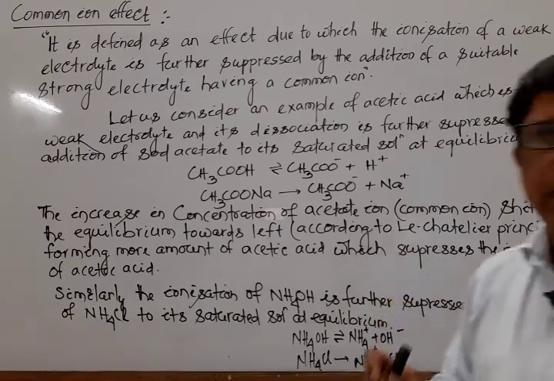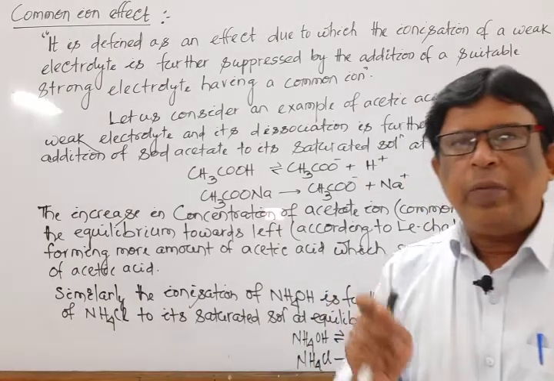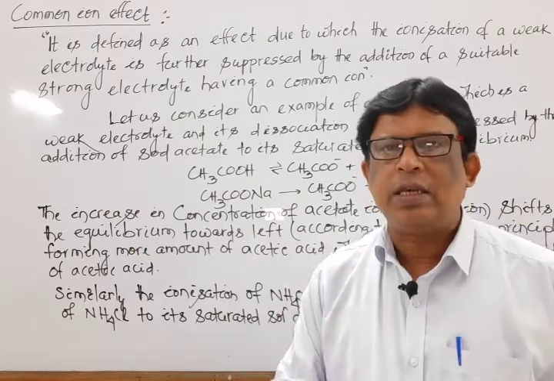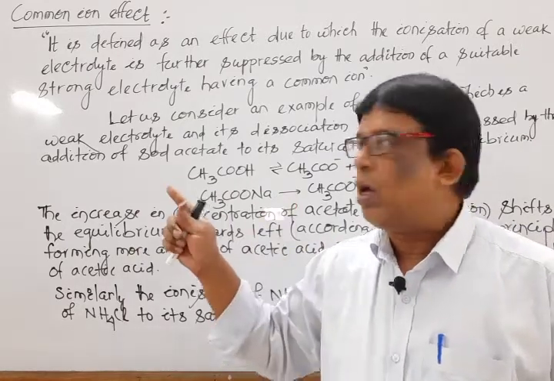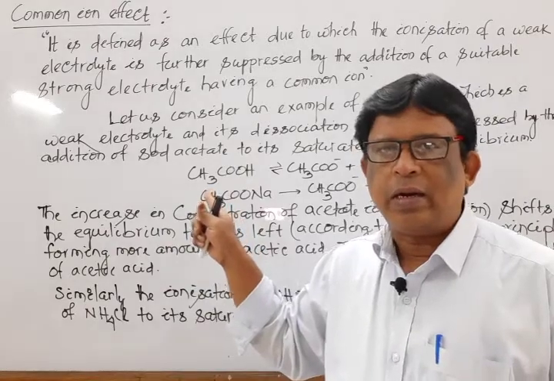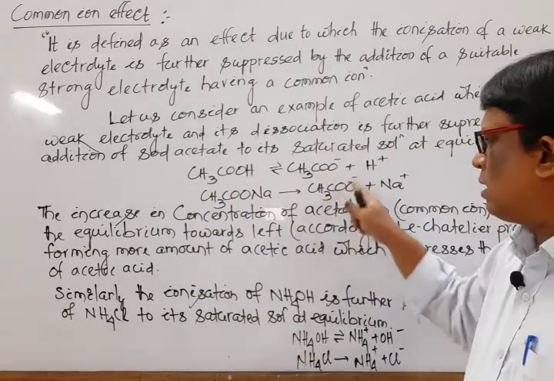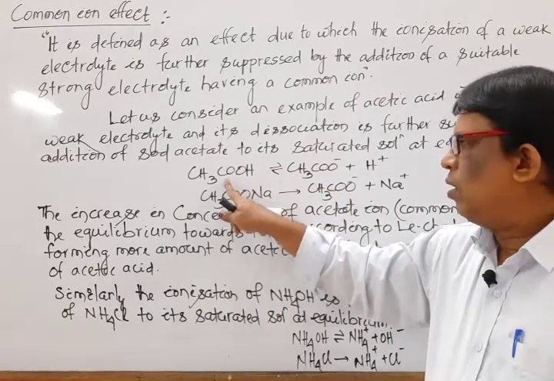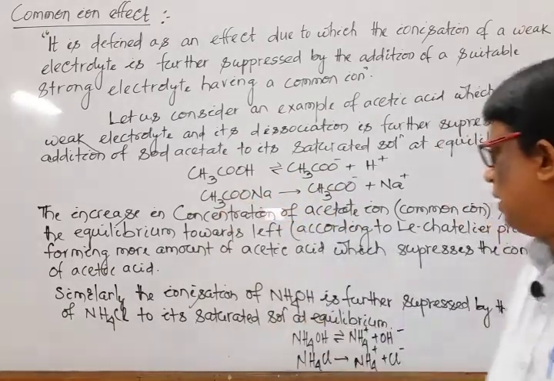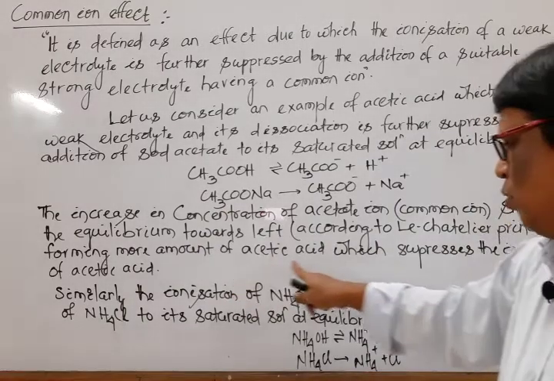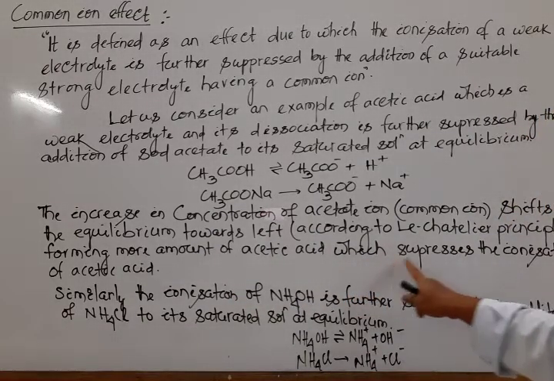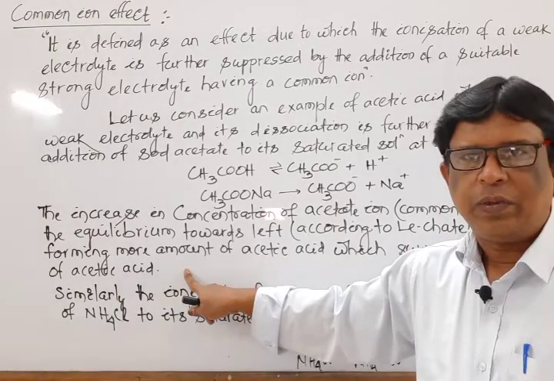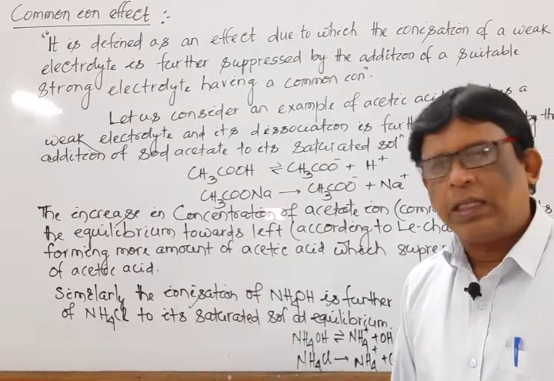We know, I repeat again, according to Le Chatelier's principle, if the concentration of any or all product species increases, then the equilibrium shifts backward, forming more amount of reactant. So since here the concentration of acetate ion increases, equilibrium shifts backward, forming more amount of acetic acid. In other words, it suppresses the ionization of acetic acid. Similarly, let us consider another example.